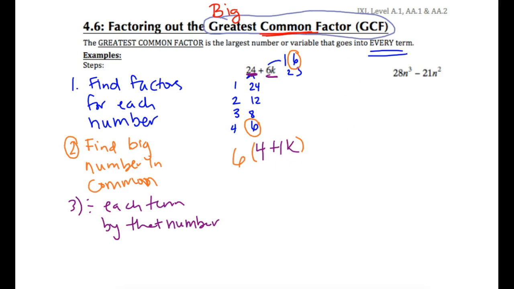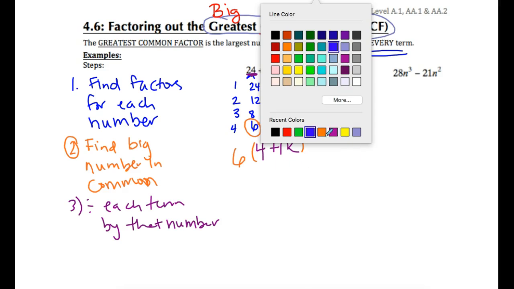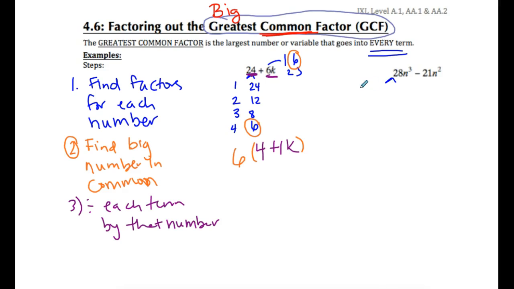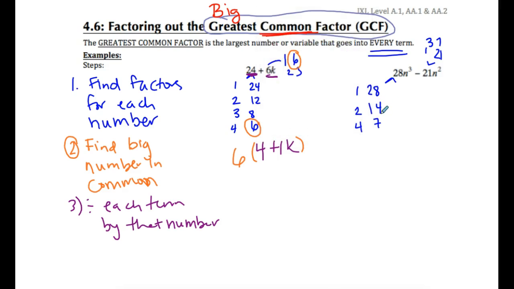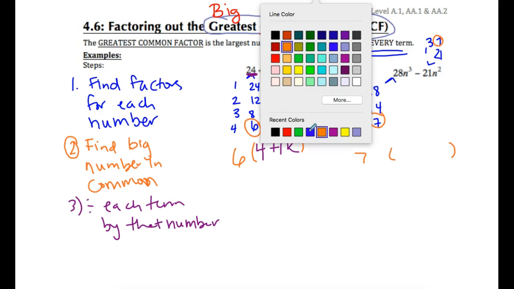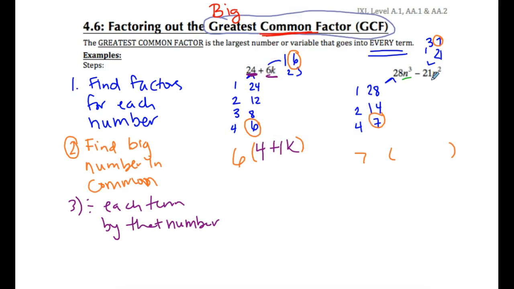So we're going to apply this idea again to the next problem that we see. So 28, I know 28 is 1 and 28, 2 and 14, or 4 and 7. 21 is 1 and 21, or 3 and 7. So the biggest number they all have in common is 7. So I'm going to take out 7. And you'll notice I left a little bit of room. I'm leaving a little bit of room because it has to do with these letters.